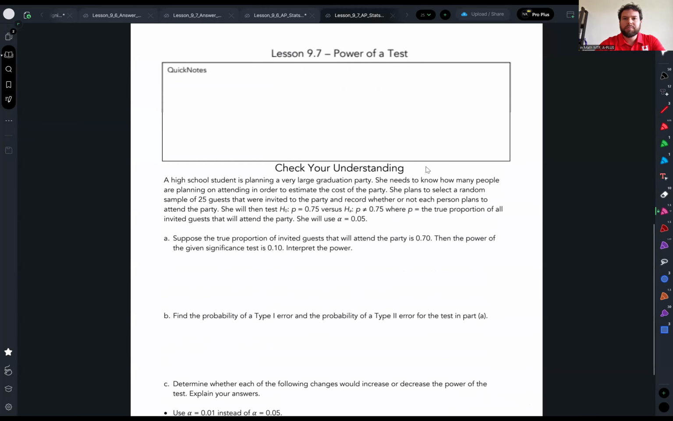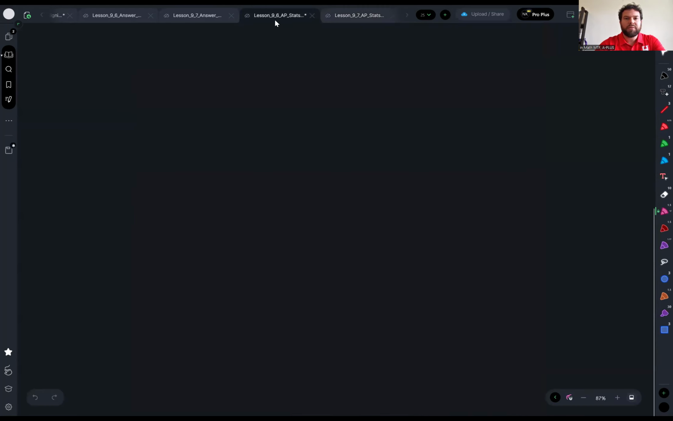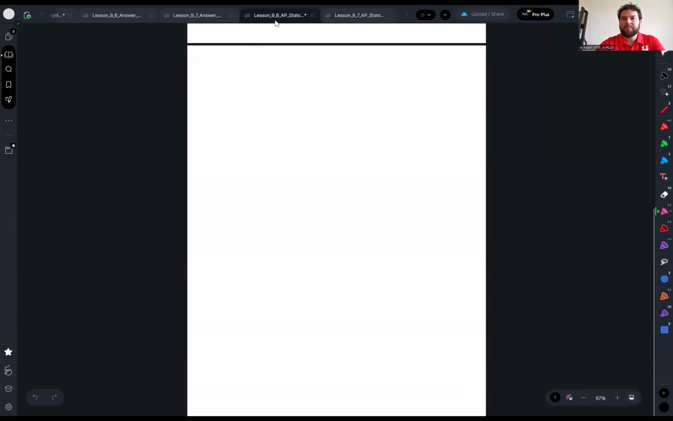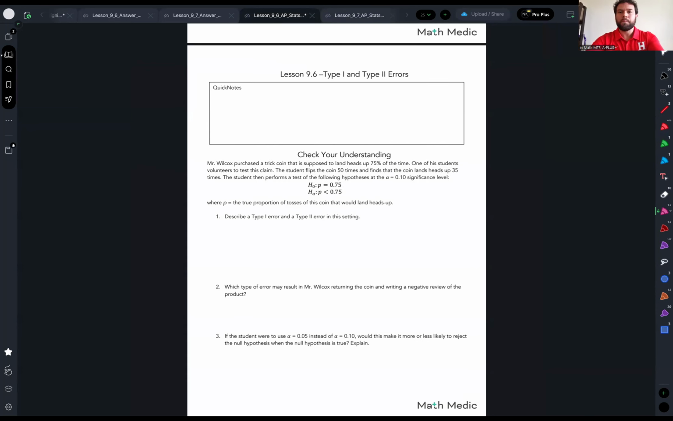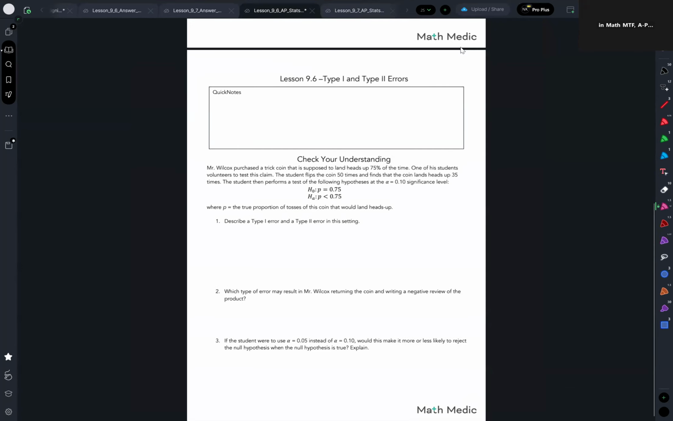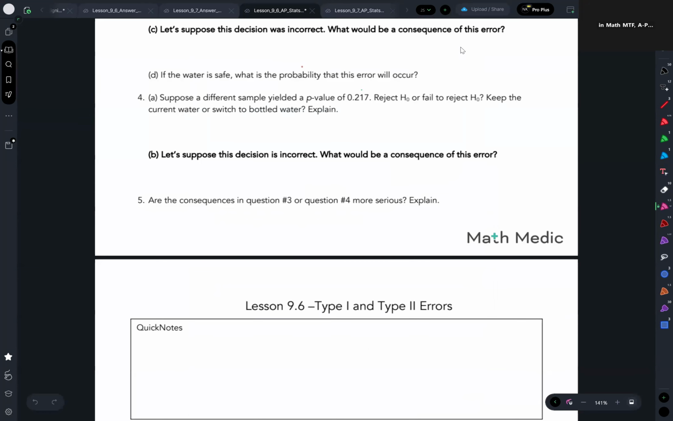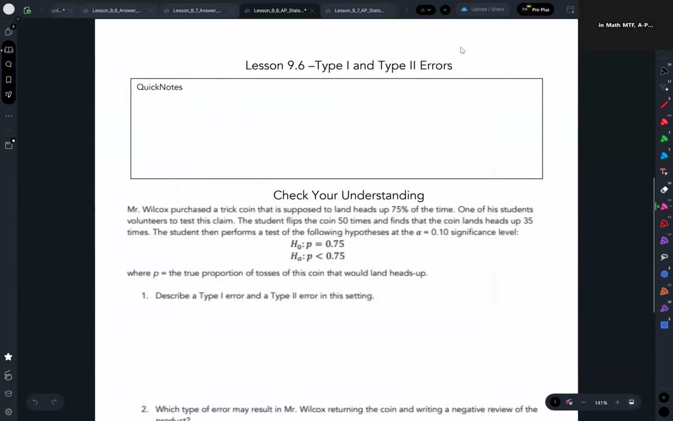Let me check to see if that's 9.6 or 9.7. We need to look at 9.6 from mathematic. Gonna start there. This one is all about type 1 and type 2 errors. I'm gonna go ahead and turn my video off so that I can flatten the screen out and write easily on my computer. So starting here, that was not intentional. All right, there we go.